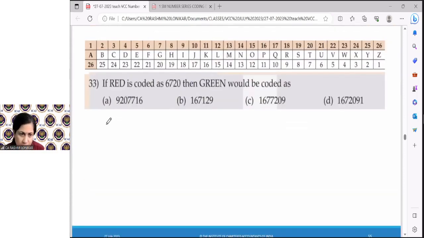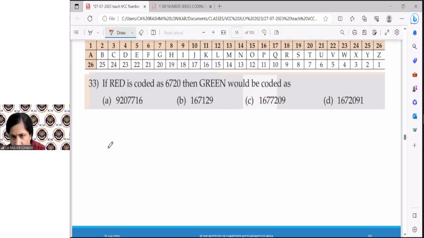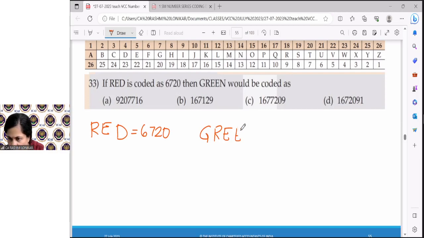Now this is something I want you to pay attention to. This one is a little typical one. Okay. So now you have RED is written as 6720. Then GREEN would be written as how much?